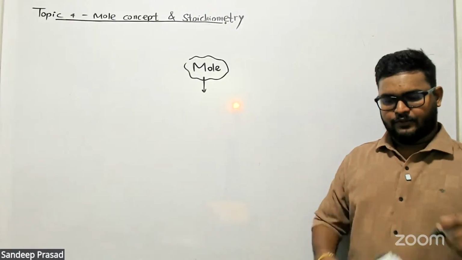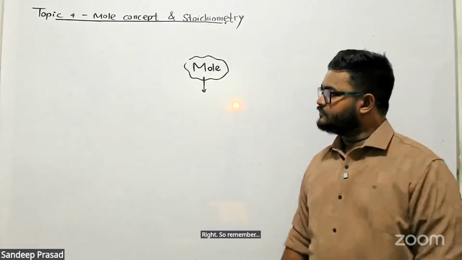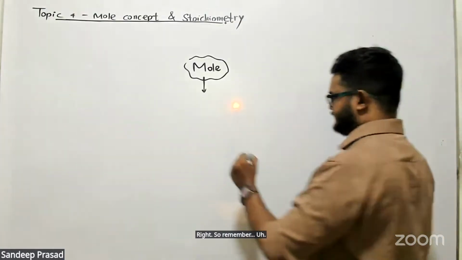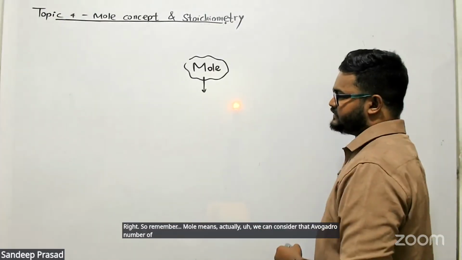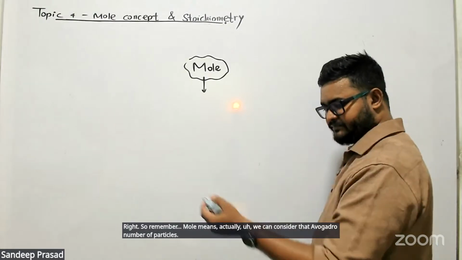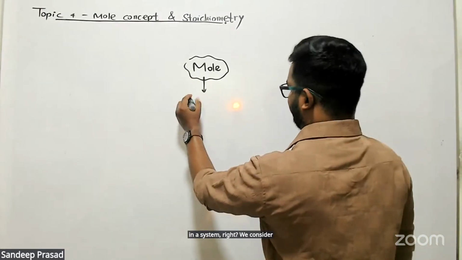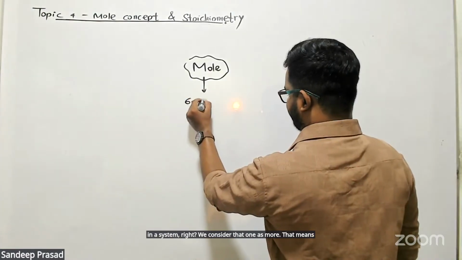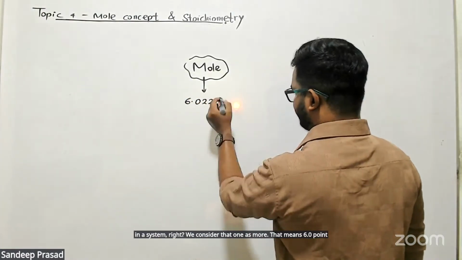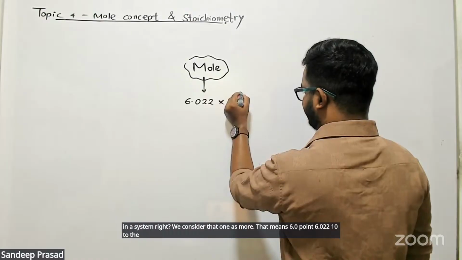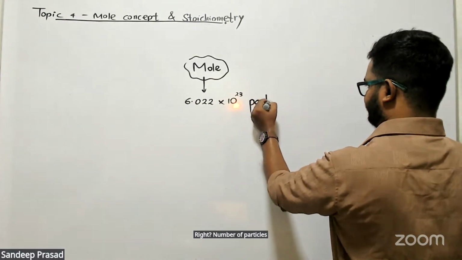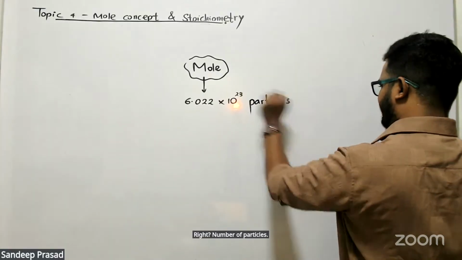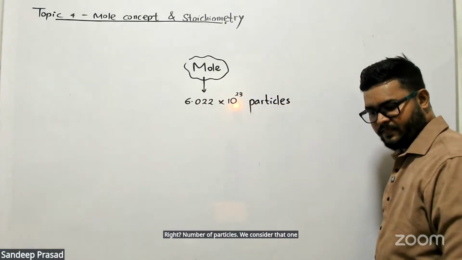Right. So remember, mole means we can consider that Avogadro number of particles in a system. We consider that one as a mole. That means 6.022 × 10^23 number of particles. We consider that one as a mole, right?